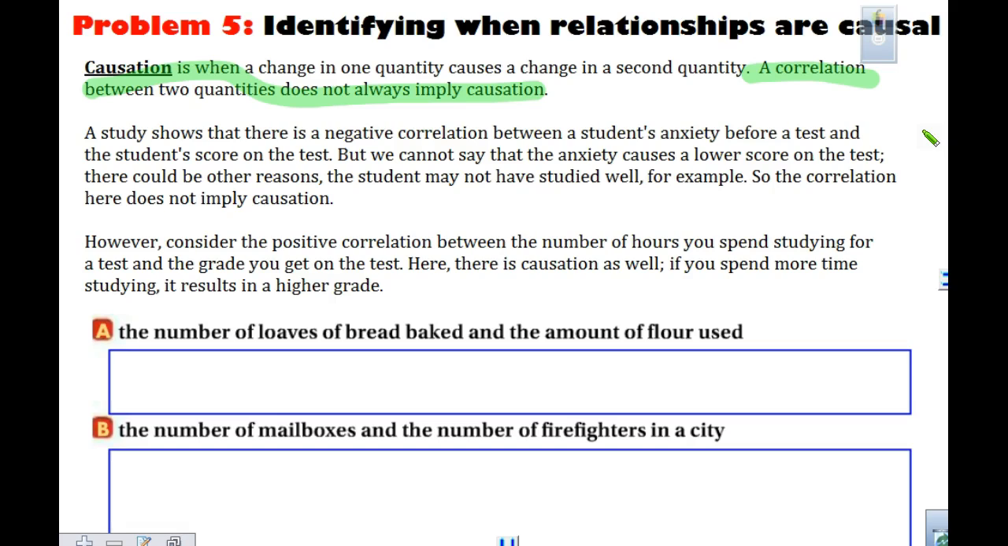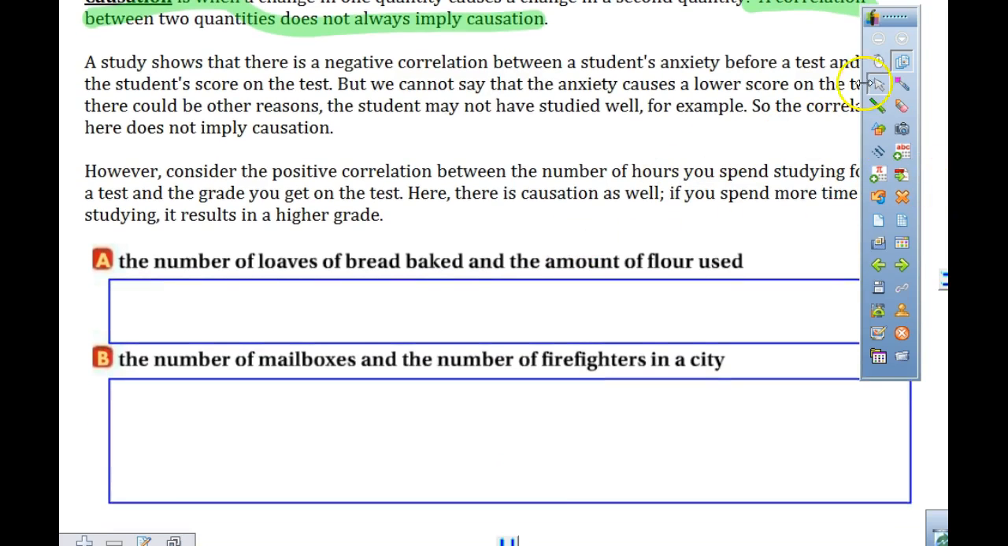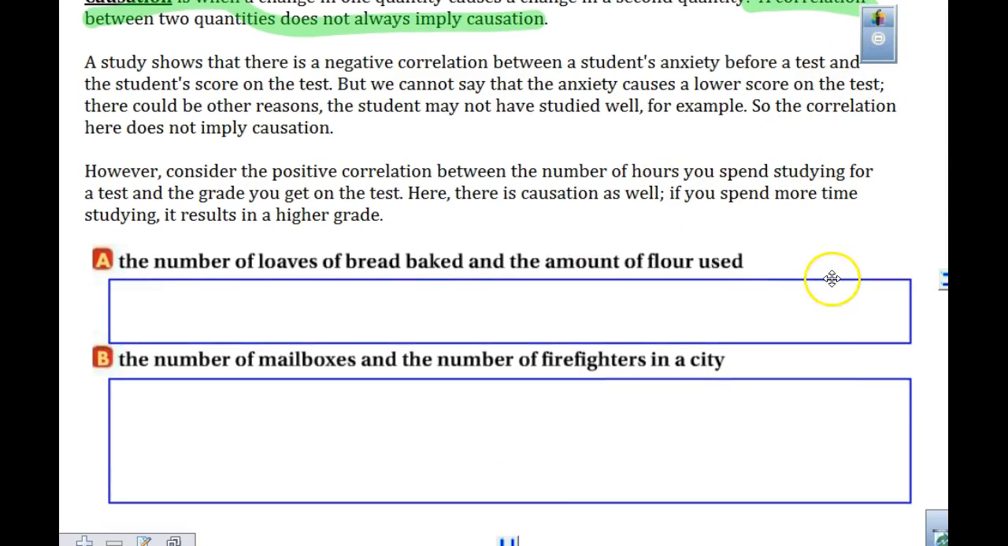imply causation. However, consider the correlation between the number of hours you spend studying for a test and the grade you get on the test. Here, there's a causation as well. If you spend more time studying, it results in a higher grade. So if we look at this situation, there's a difference between causation and correlation.